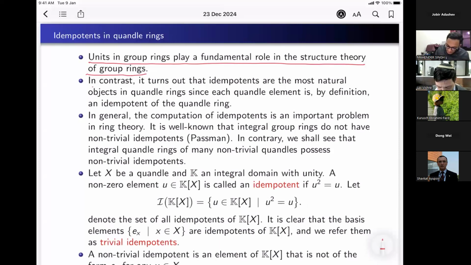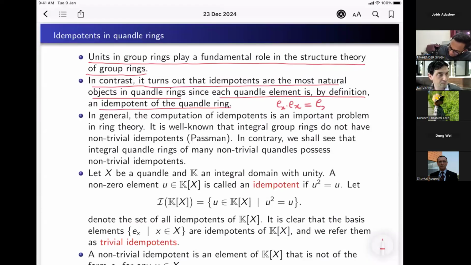So in contrast, it turns out that idempotents are the most natural objects in quandle rings, since each element is by definition an idempotent of the quandle ring. Remember, because Ex times Ex is what? E of x star x. And by the first quandle axiom, it is just Ex.